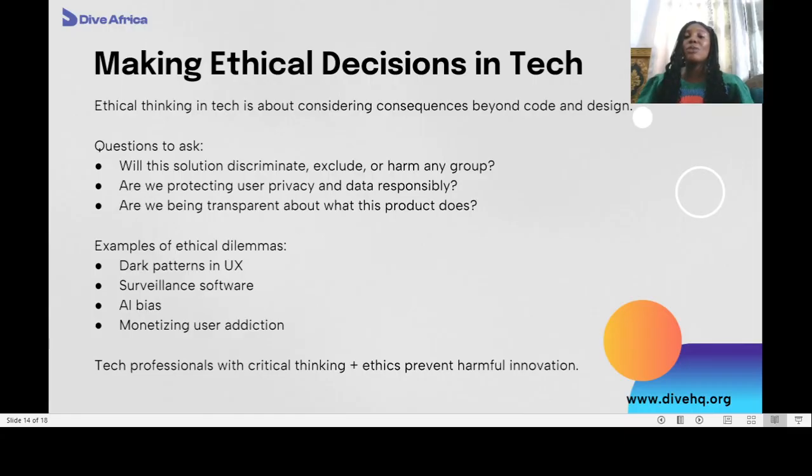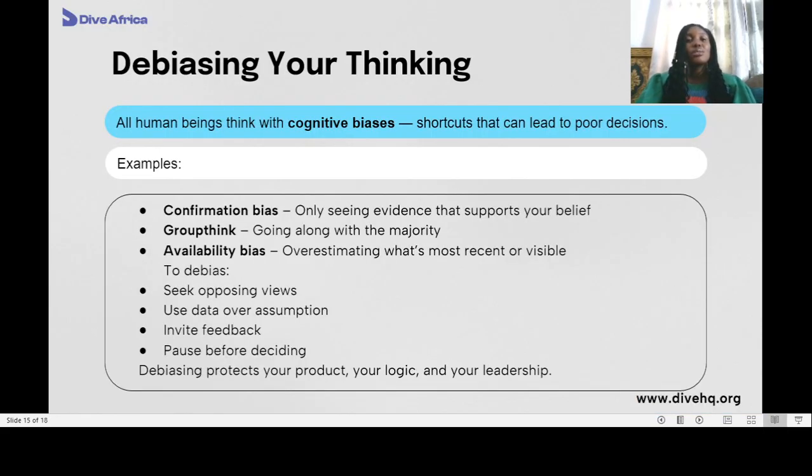Good problem solvers also think critically. You must think critically. Always ask, will this solution harm anyone? Is it fair? Does it respect privacy? Because every individual needs privacy. Privacy is a fundamental human right. You should not expose anybody's privacy just because you're trying to work or build any kind of software. You need to prioritize your users' privacy.